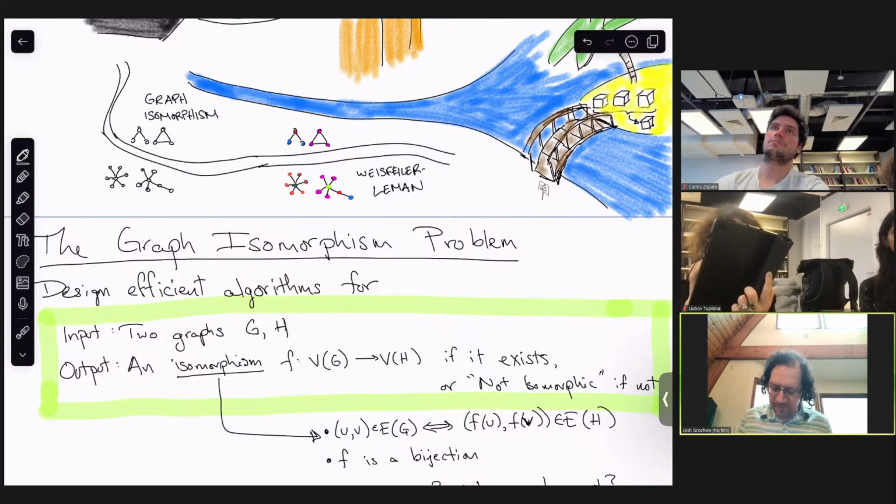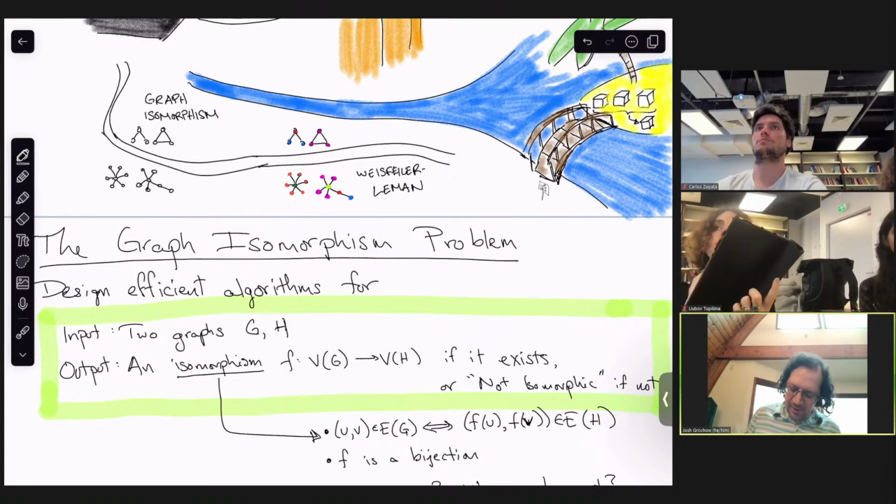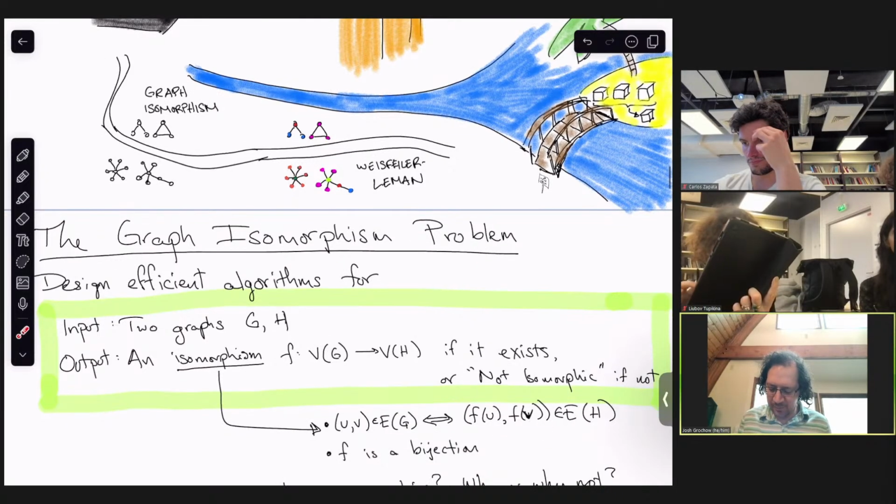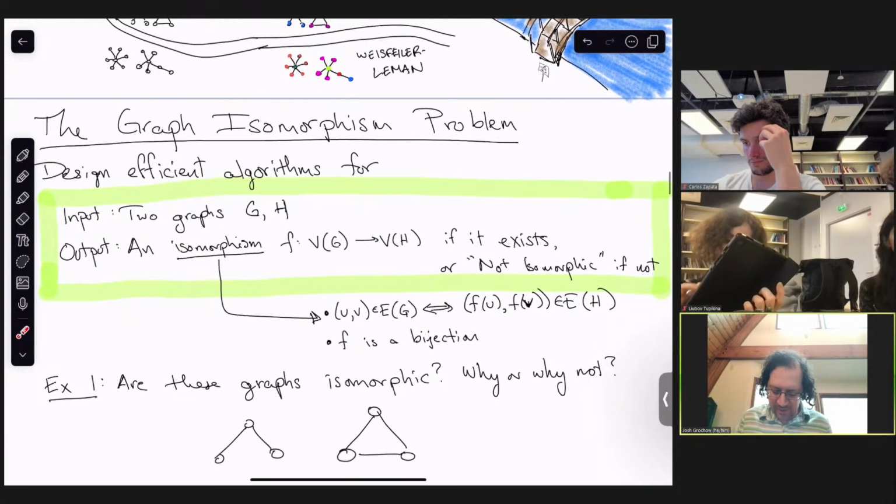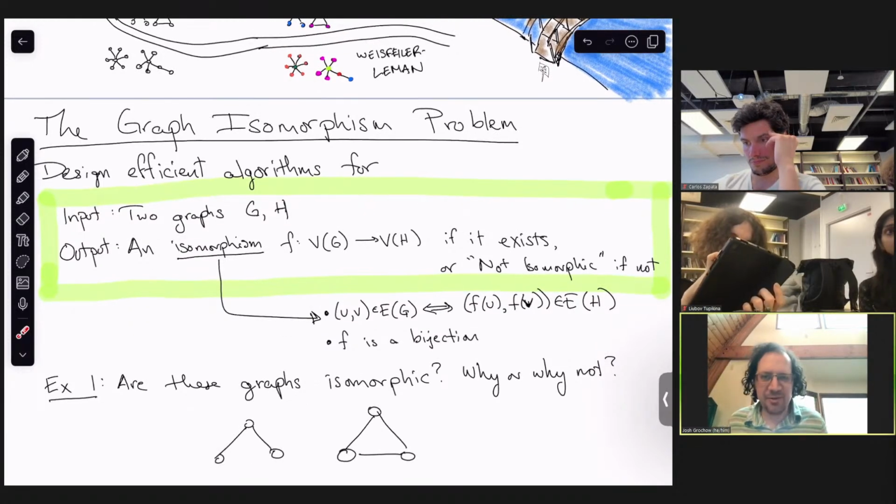An isomorphism of graphs here is a function from the vertices of one graph to the vertices of the other that's a bijection, and it has the property that uv is an edge of the first graph if and only if f of u, f of v is an edge of the second graph. Okay, now we have some participant interaction. Are these graphs isomorphic, and why or why not?